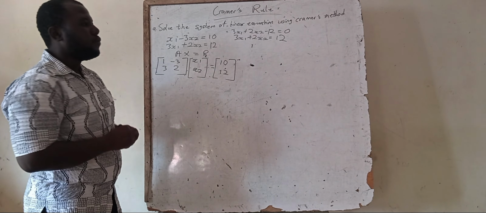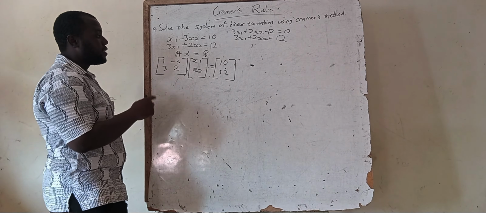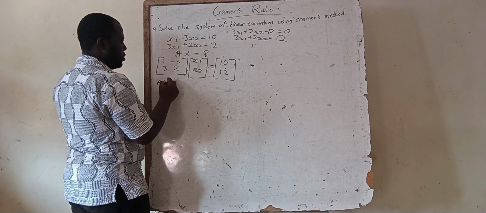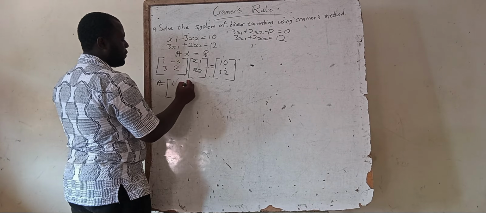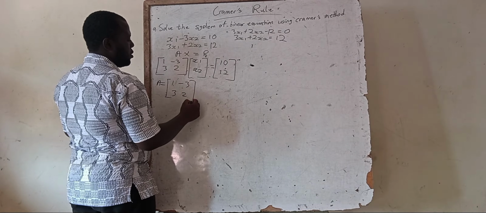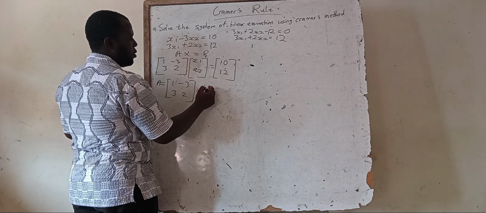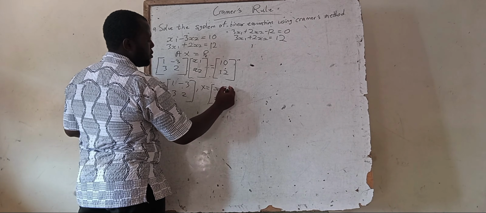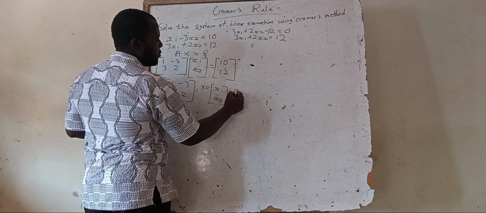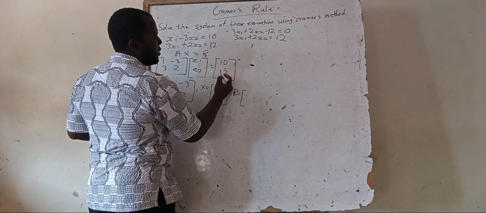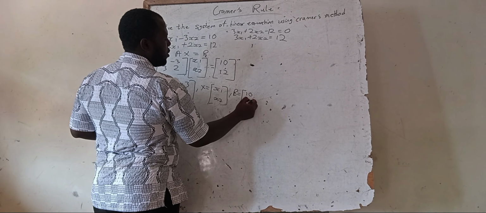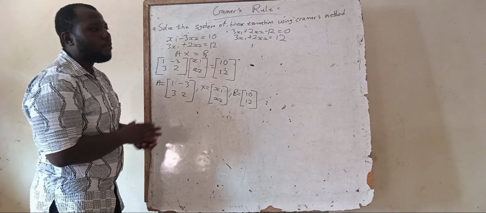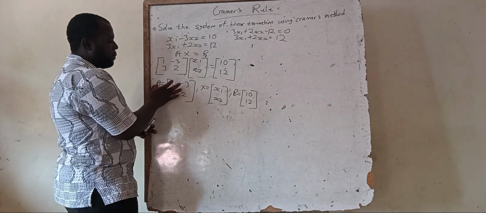So with Cramer's rule, let's first write A. A, as we said, will be equal to 1, negative 3, 3, 2. And our x will be equal to x1, x2. Then our b will be equal to 10 and 12.